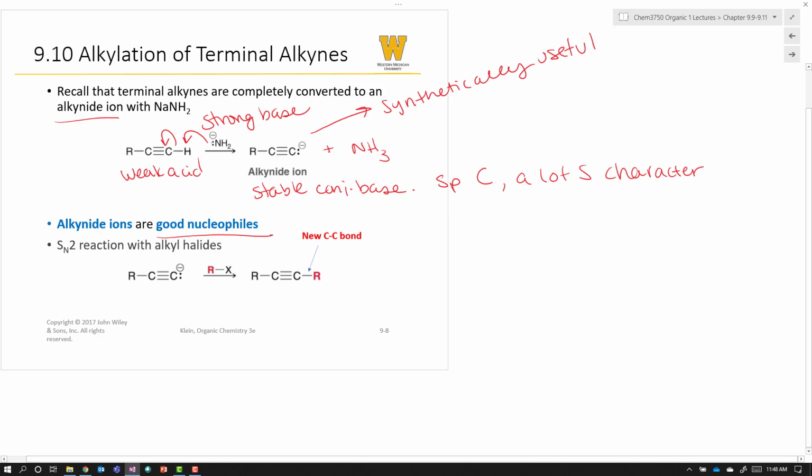So that's what we see here. We have a good nucleophile. It can attack some R group. You have a leaving group pop off, and then you form a new carbon-carbon bond. So that's that R group's alkyl, right? So a carbon-carbon bond is being formed. This is behaving in an SN2 reaction.